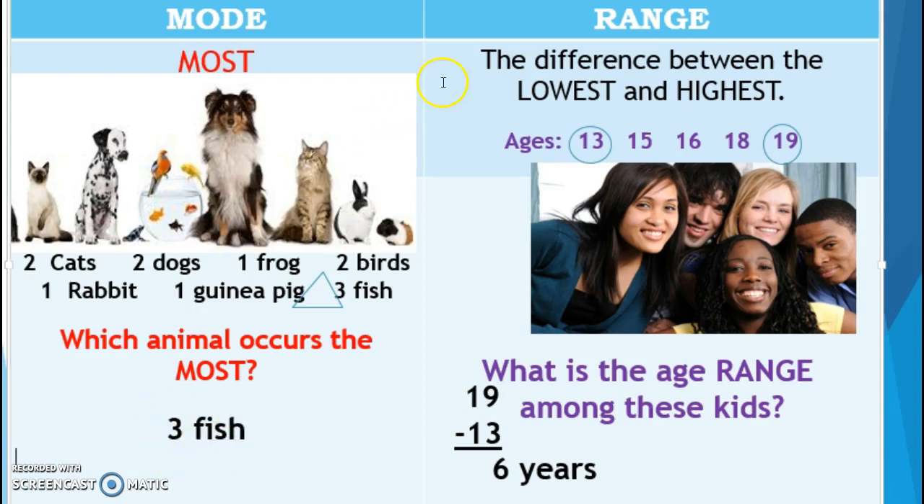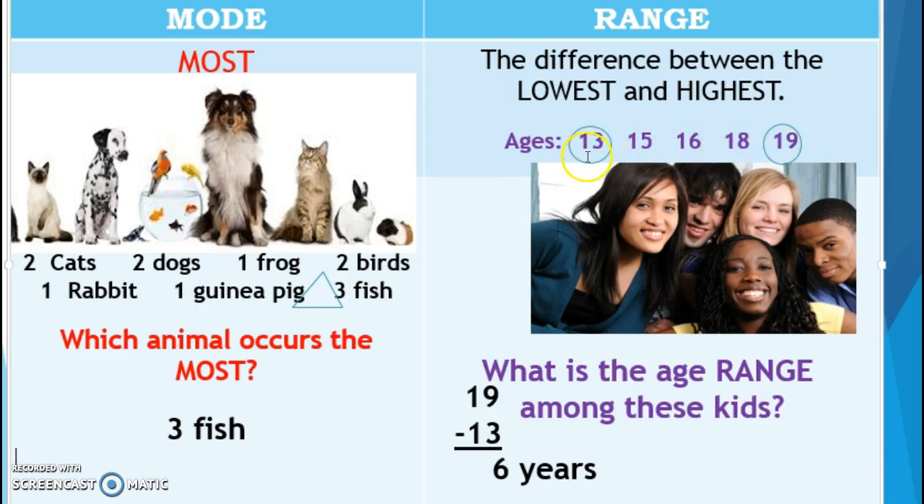Range. Let's move to the right side. This is the difference between the lowest and the highest number. If we look at the ages of the people in this picture, the ages are listed here already from lowest to highest. You see they get larger, 13, 15, 16, 18, and 19.